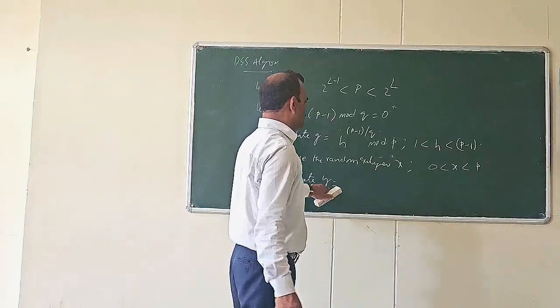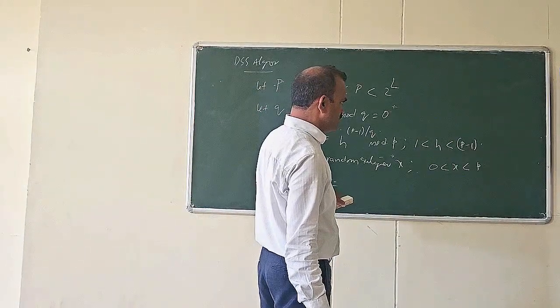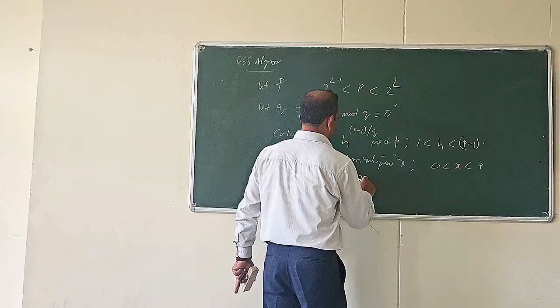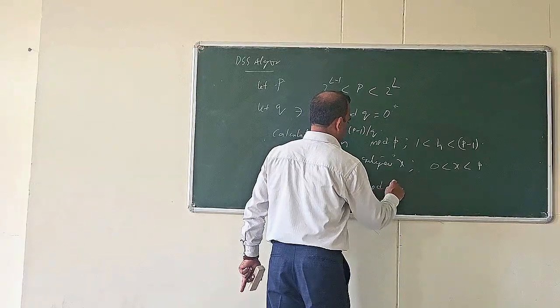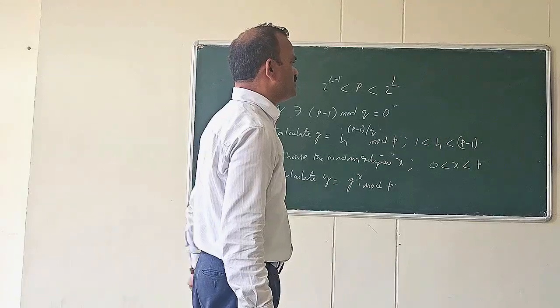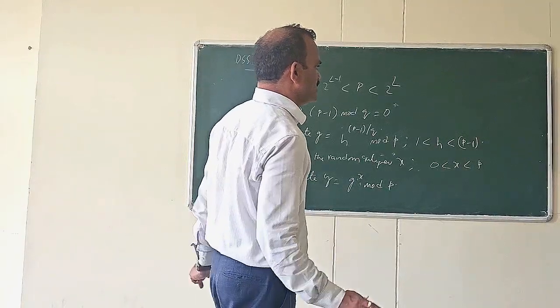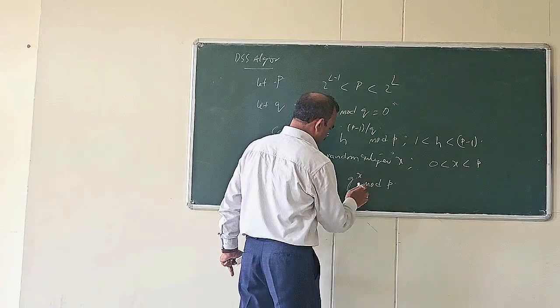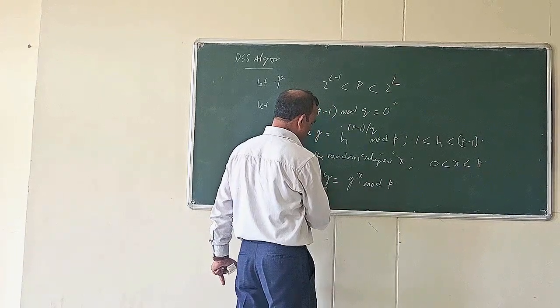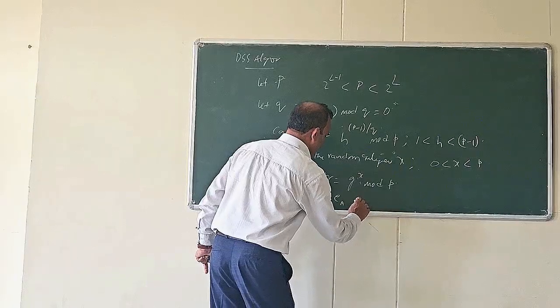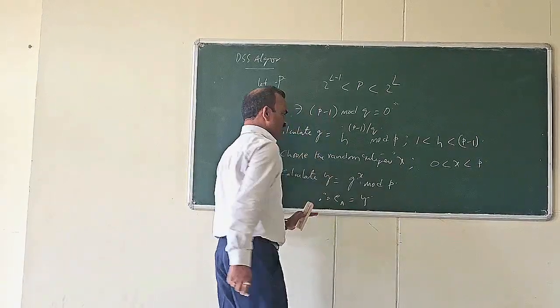Calculate y. See here, y equal to g power x mod p. So y equal to g power x mod p. Y is a public key, right? So now here y is a public key, therefore e suffix a equal to y.